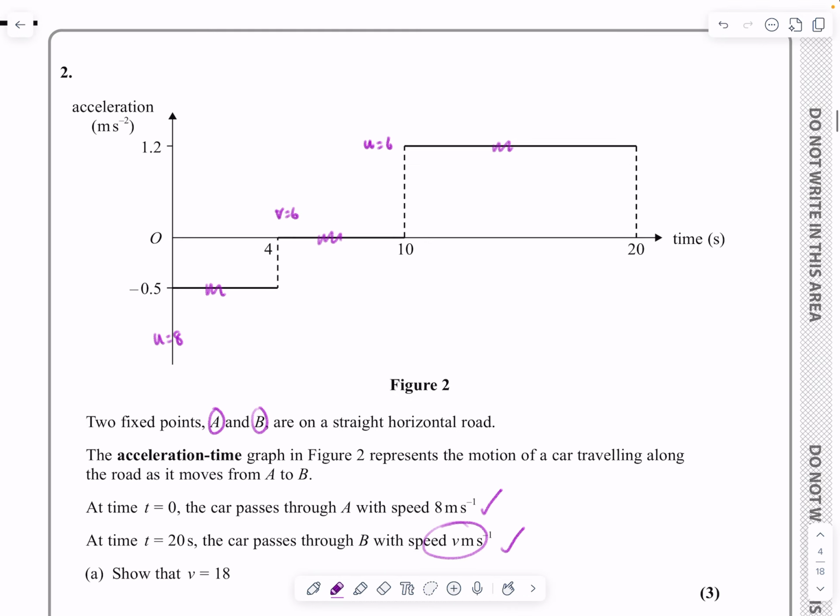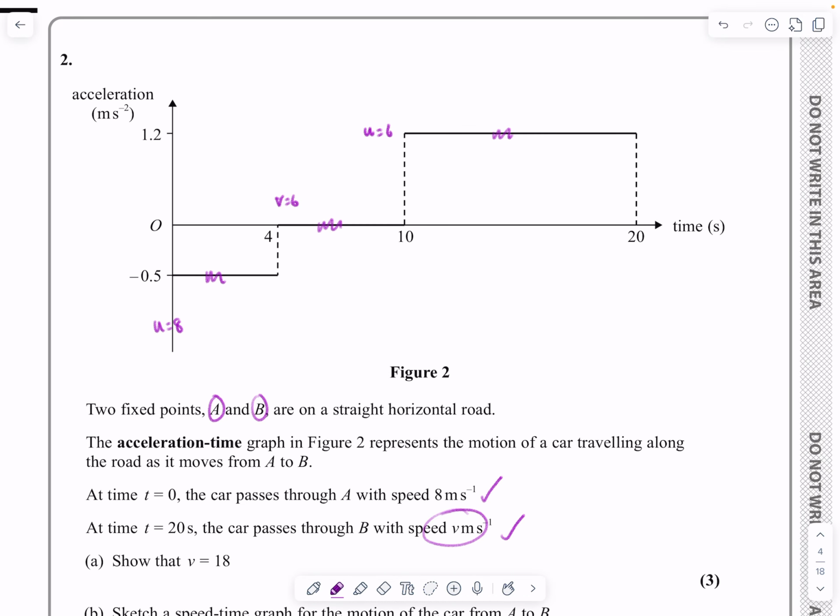Quite an interesting question, as we don't very often have the acceleration time questions there, but hopefully that will make sense. Yeah, that's a good question for you to have looked at before the exam.